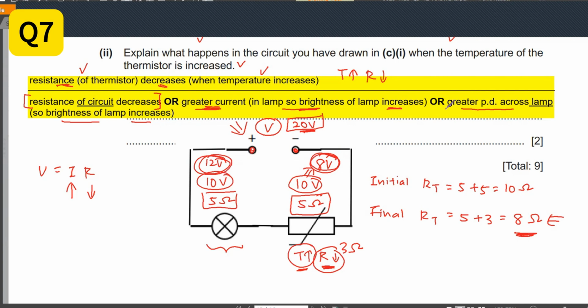So that's the idea. We see greater PD across the lamp, so the lamp PD will be increasing. Again, we expect the brightness of the lamp to increase. So that's the idea here. These three explanations here, we can use either one to explain.